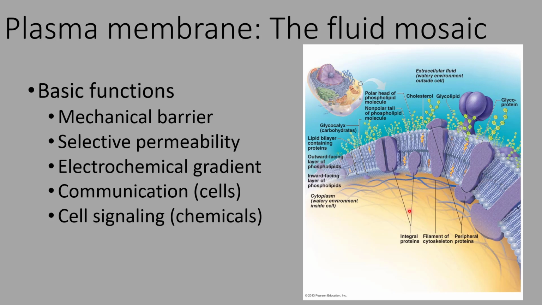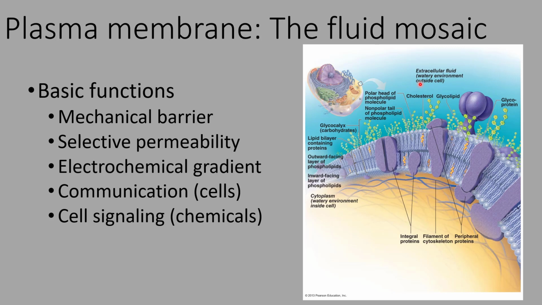Down here, this is the inside of the cell. Up here, this is the outside of the cell. And the plasma membrane divides the inside from the outside. It holds that inside stuff in, it holds that outside stuff out. But it does a lot more than that.